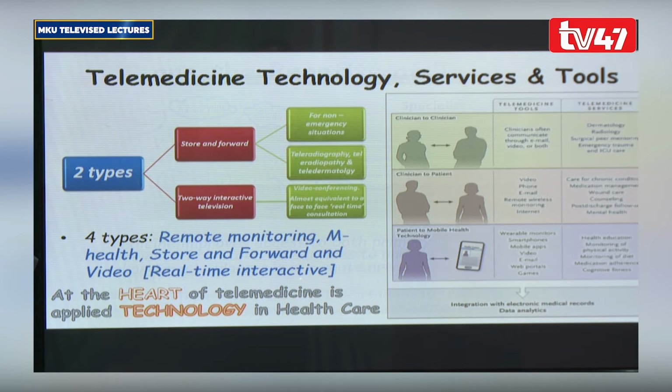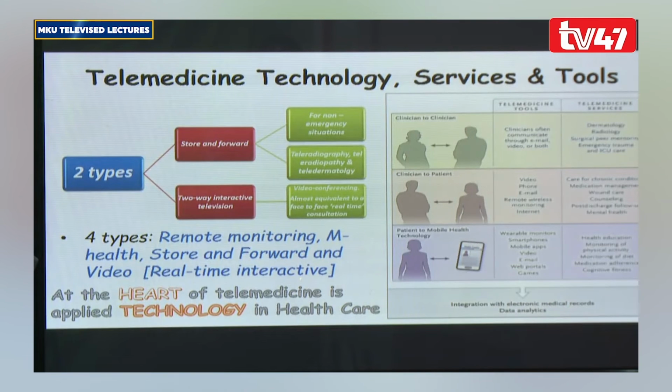But now, even as we look at the benefits, let us ask ourselves, what are the telemedicine technologies, services, as well as the tools that are available for different stakeholders to adopt and leverage on? In terms of technology, we have two main technologies that can be adopted for telemedicine. One is interactive real-time interaction technology that allows for interaction between the patient and the provider, or provider and providers.